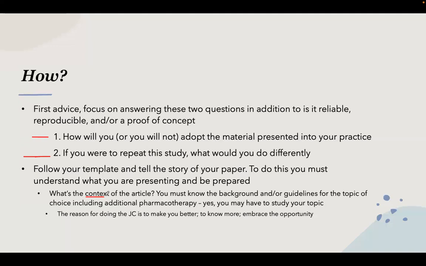So know the context, and you must know the background and/or the guidelines for the topic of choice, including additional pharmacotherapy. So yes, you may have to study. Welcome to pharmacy. You should study every day. But again, remember, I've said this now at least 3 times: if this was a test, it'd be a test question. The reason we're doing the journal club is to make you better, but also make your audience better at what they do. So embrace the opportunity.